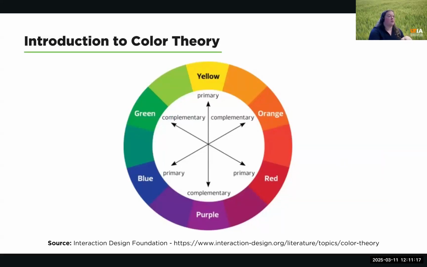When we talk about complementary, a color is going to be complementary if it is directly across the color wheel from one another. So you can see yellow's complementary color would be purple, green's complementary color would be red, and vice versa. Anything directly across the color wheel from one another is going to be complementary.